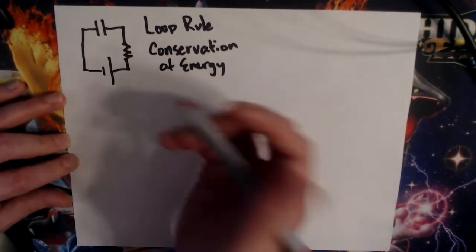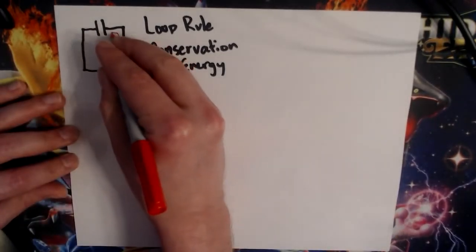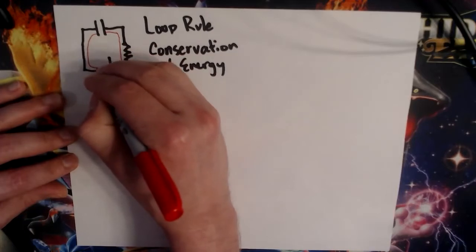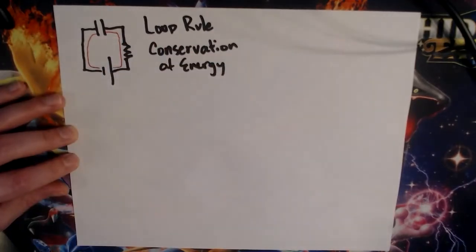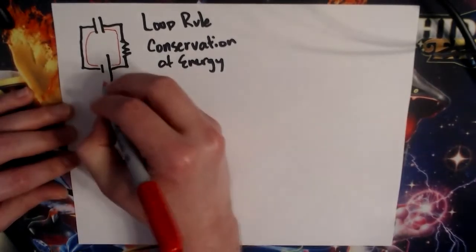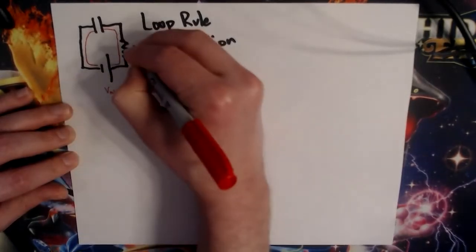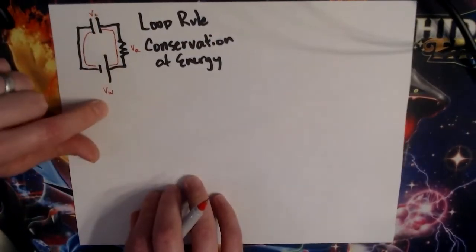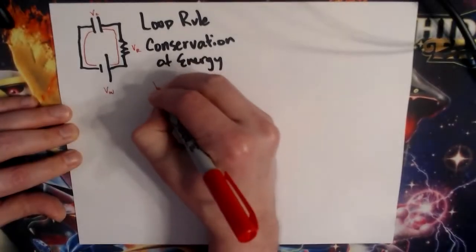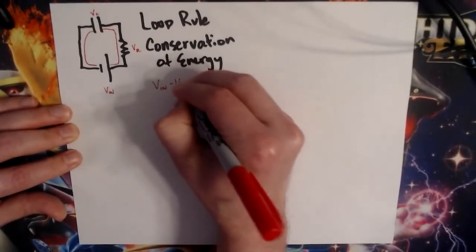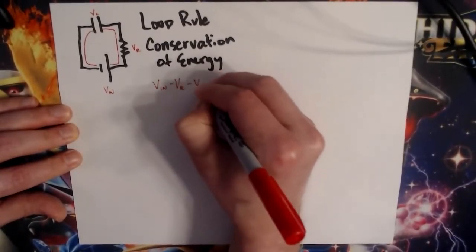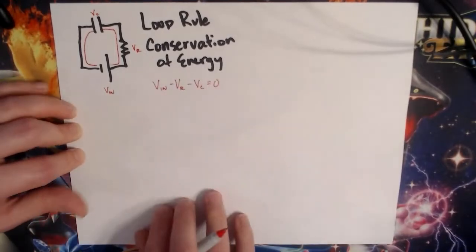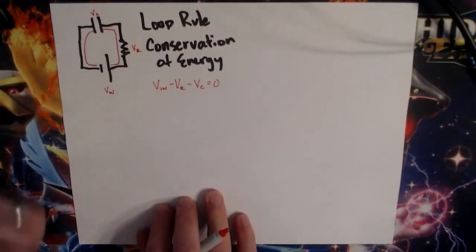So I begin with the loop rule, so I draw my loop. I have my input voltage, I have my voltage in the resistor, and I have my voltage in the capacitor. So I use my loop rule to say V input minus the voltage in the resistor minus the voltage in the capacitor equals 0. So believe it or not, that's our foundation.